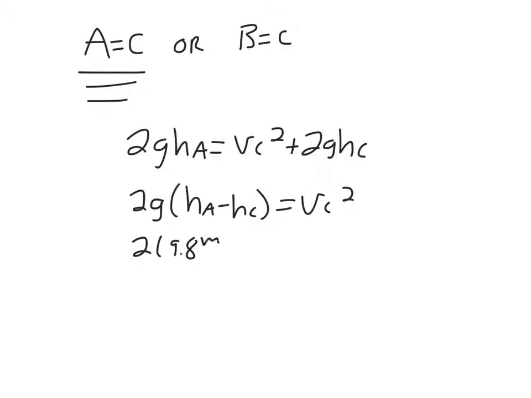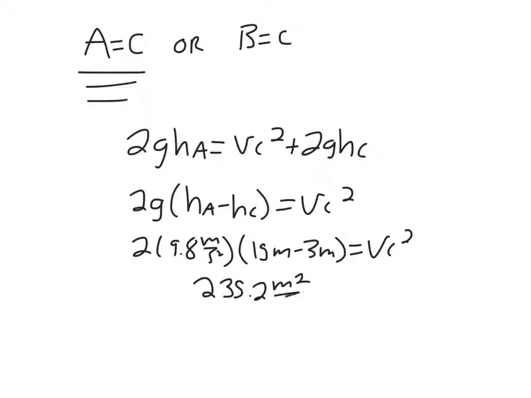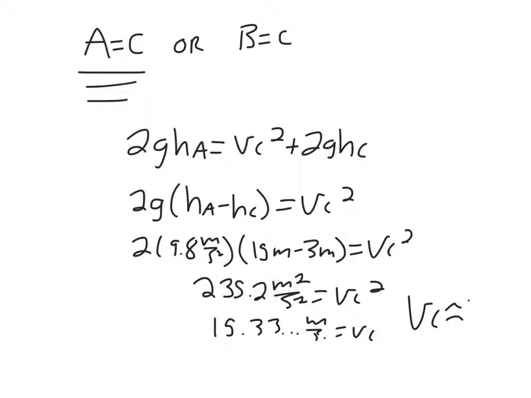2 times 9.8 meters per second squared times 15 meters minus 3 meters equals VC squared. So this is not as pretty. We have 12 times 2, so 24 times 9.8. This comes out to 235.2 meters squared per second squared equaling VC squared. Square root of that, 15.33 keeps on going, meters per second is my speed at C. Again, only 2 sig figs. So VC is approximately equal to 15 meters per second.